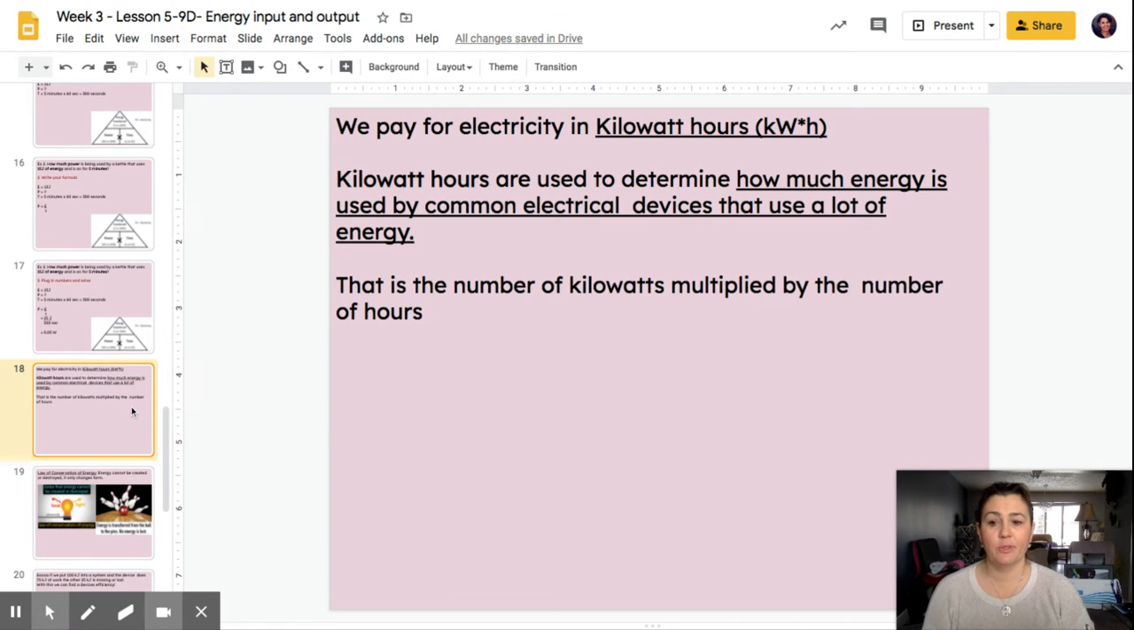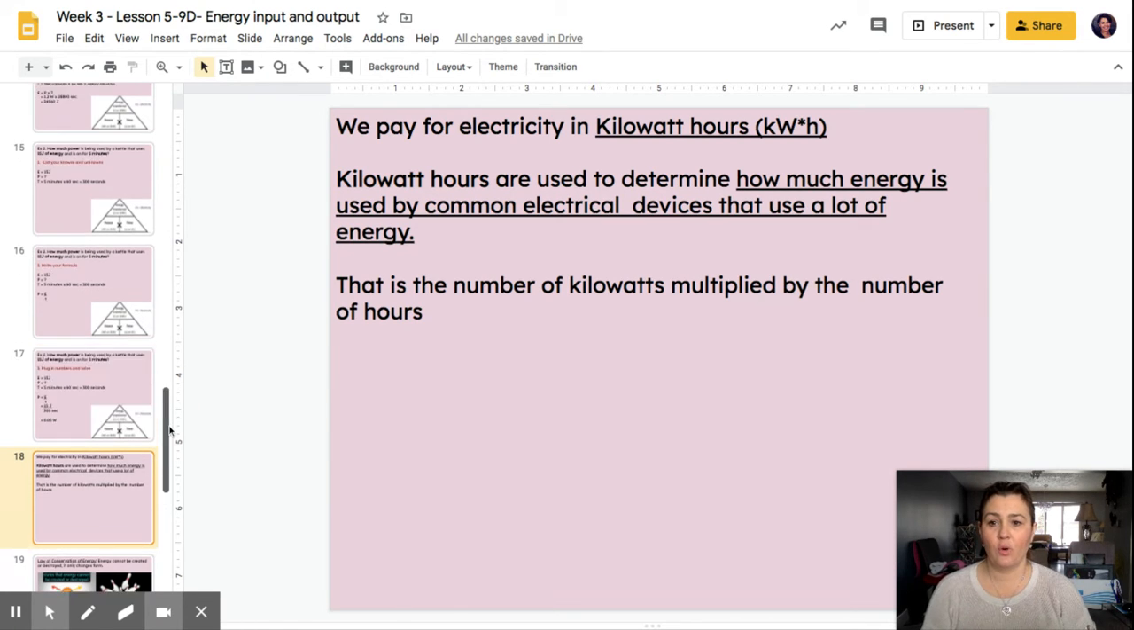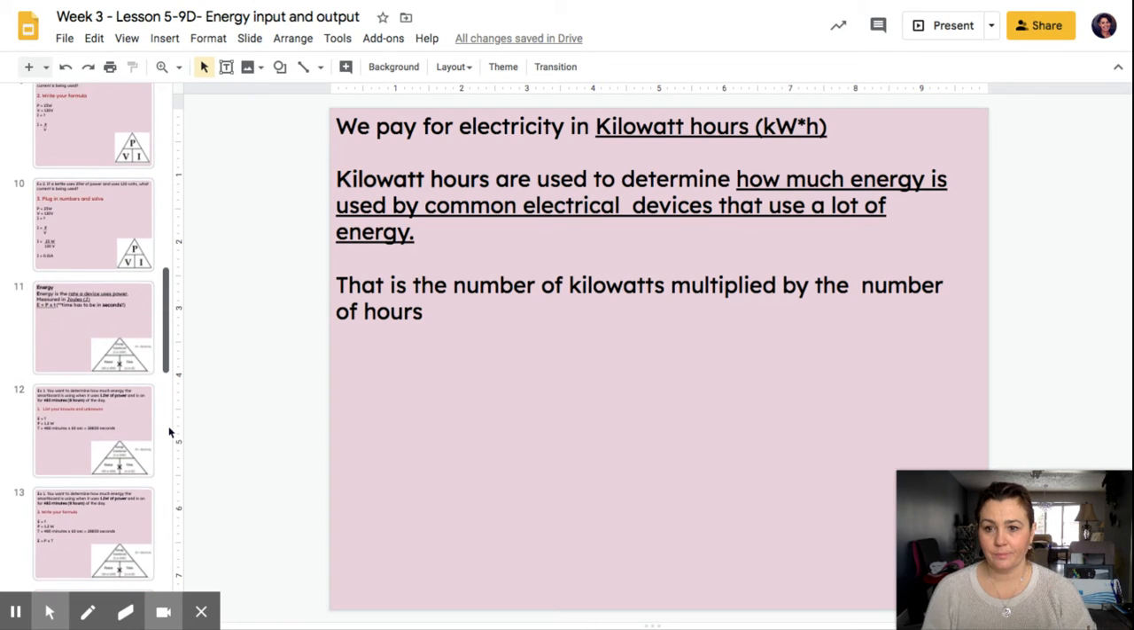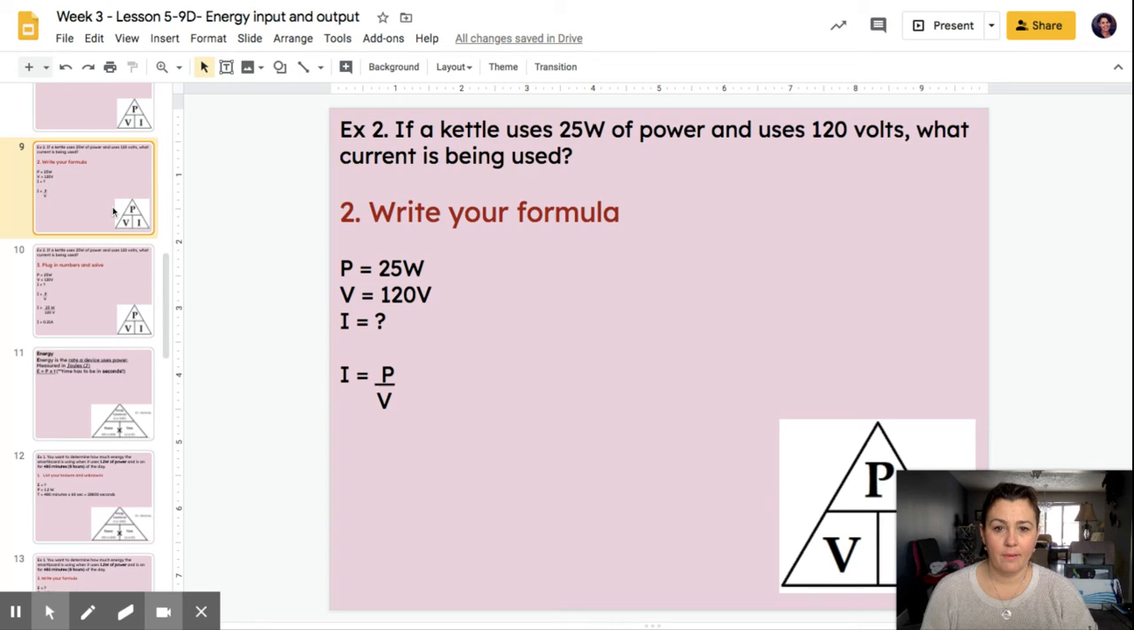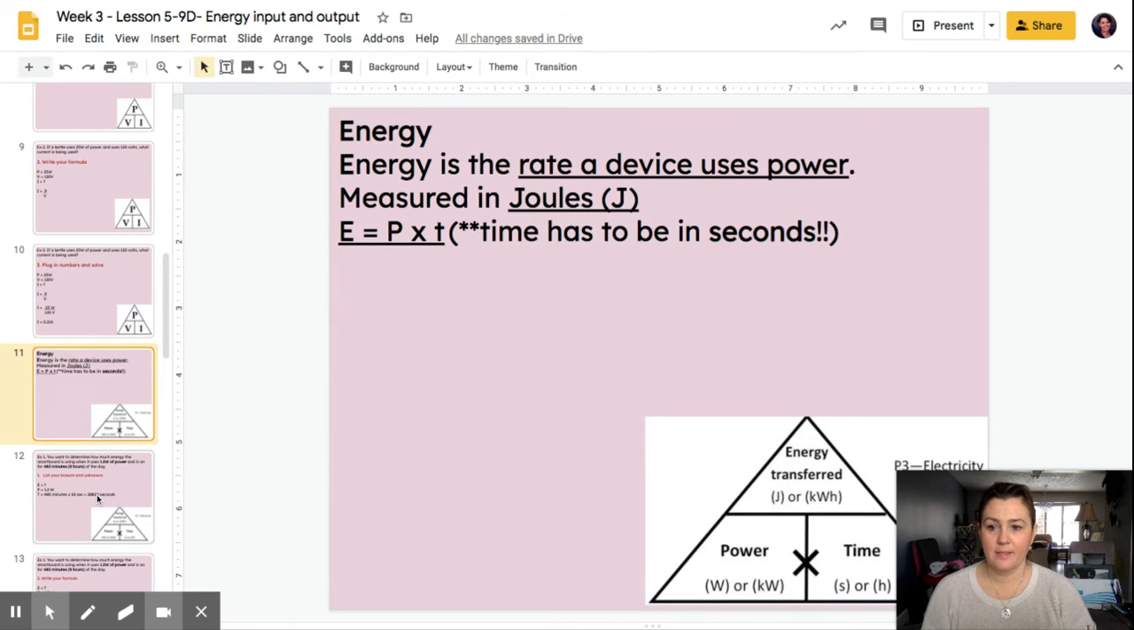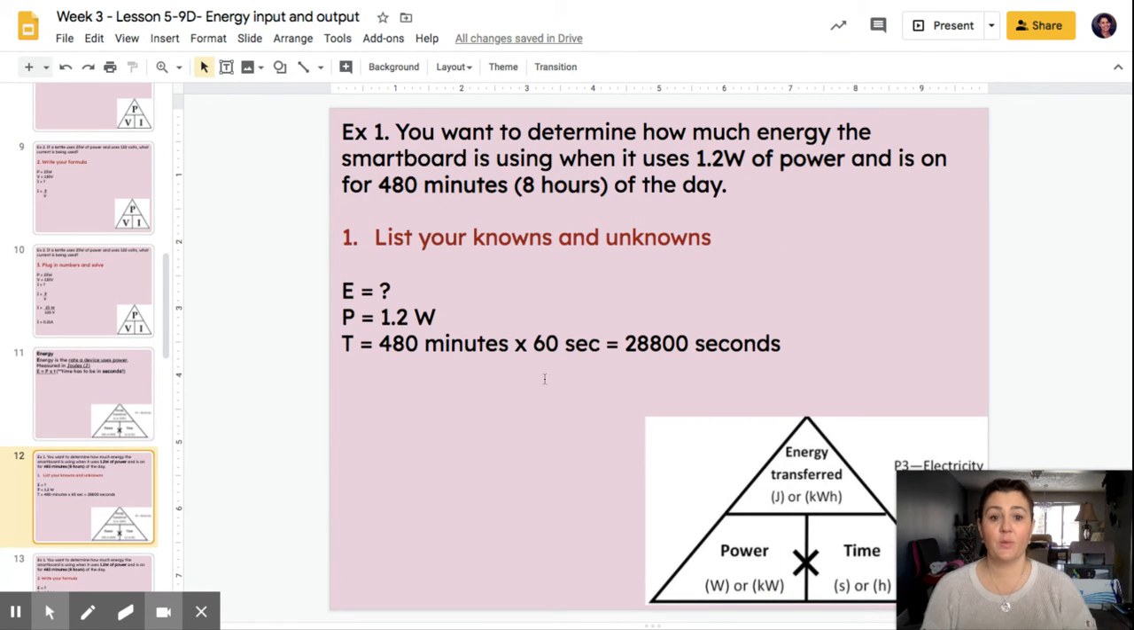So you've got to be able to do both. I'm just going to scroll back up here, and I'll show you an example. That one's too small, but this one's good. For example, although we could solve this and get an answer in joules, we could change it and turn it into kilowatt hours.